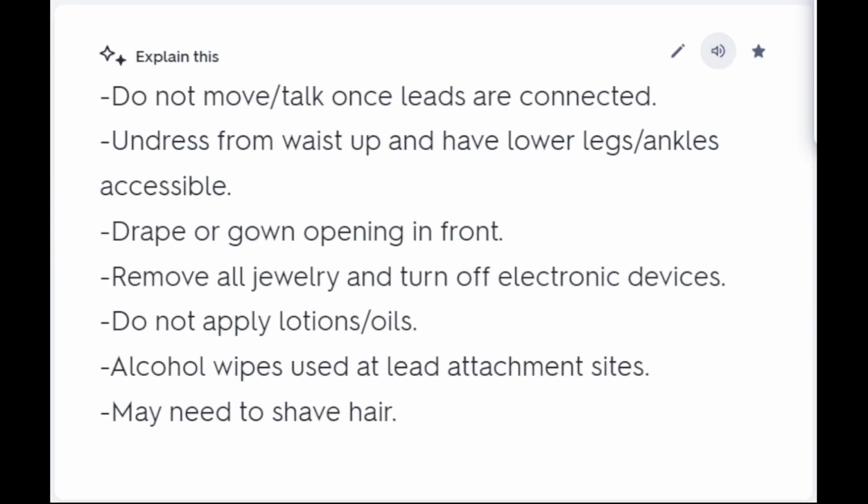Do not move or talk once leads are connected. Undress from the waist up and have lower legs and ankles accessible. Drape or gown opening in front. Remove all jewelry and turn off electronic devices. Do not apply lotions, oils, or alcohol wipes at lead attachment sites. May need to shave hair.